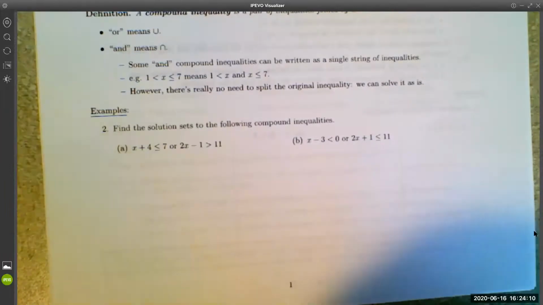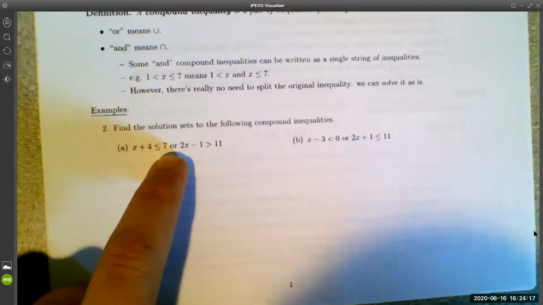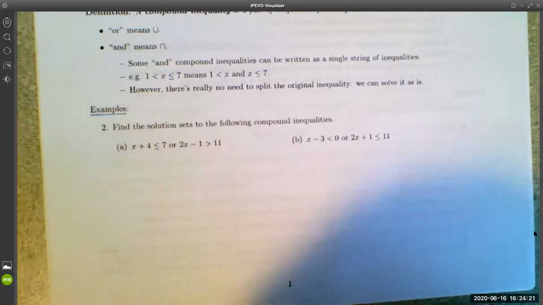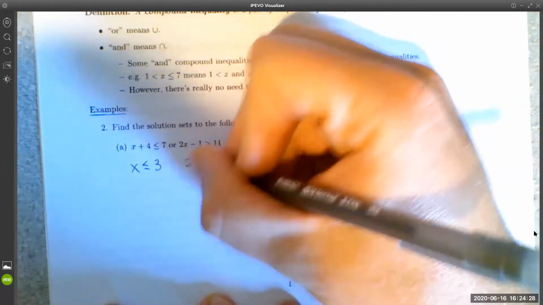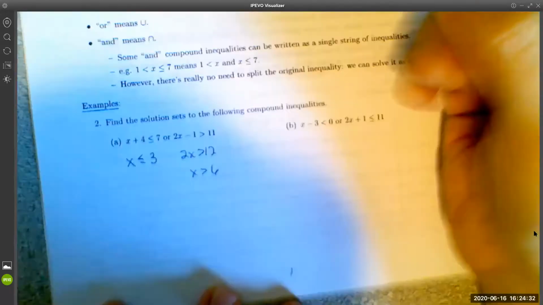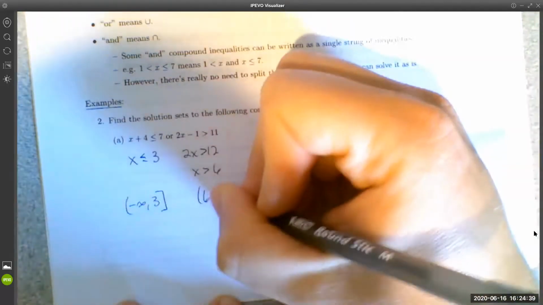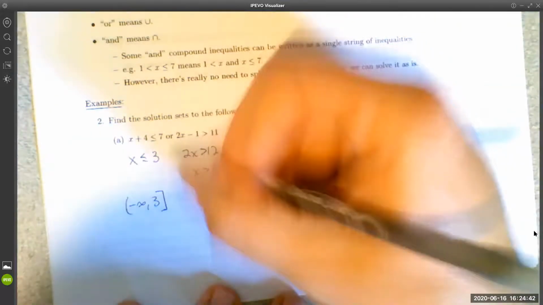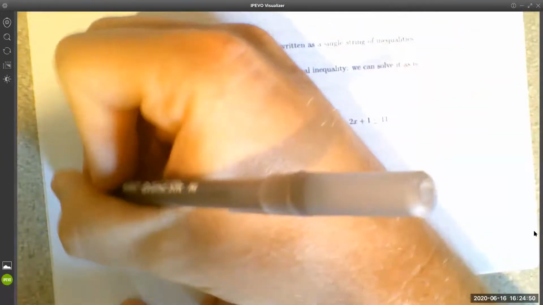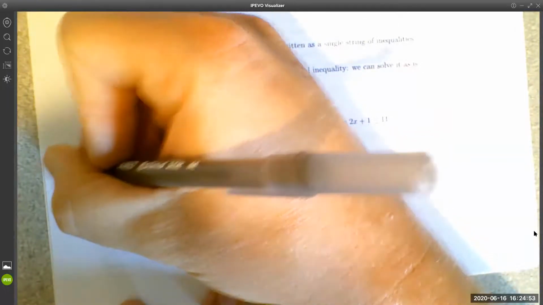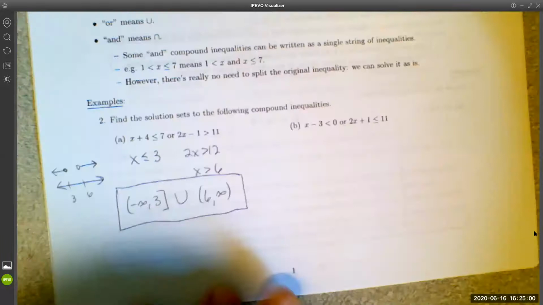The way that we do this is we're going to find the individual solution sets, and then if we see an or, we're going to take the union of those two solution sets. If we see an and, then we'll take their intersection. So in this case, I'm going to have x less than or equal to 3. In this case, I'm going to have 2x greater than 12, so x greater than 6. So the individual solution sets are negative infinity to 3 and 6 to infinity. And since it's an or, I'm going to take the union of those two solution sets. Now in this case, they don't overlap at all, right? The first one looks like this. The second one looks like that. So there's no overlap between them, so there's no simplifying to be done. That's our solution set.